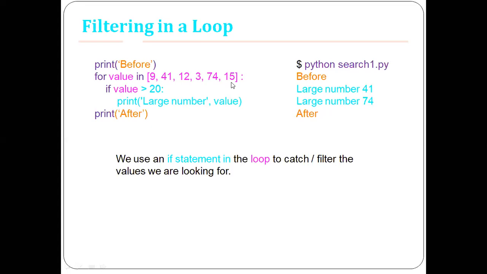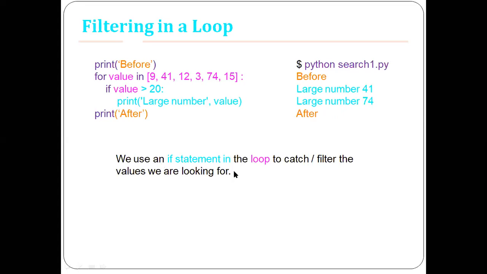And in the sixth iteration, 15 will be copied to value, which is not greater than 20. So we have exhausted the elements in the list or the set. That is why it will come out of the loop, and it will print something called after. So there are two elements which are greater than 20 that will be printed on the terminal. That is before, which is a print statement we have, and the larger number is 41, and the second larger number is 74, and we just print a message or word called after.